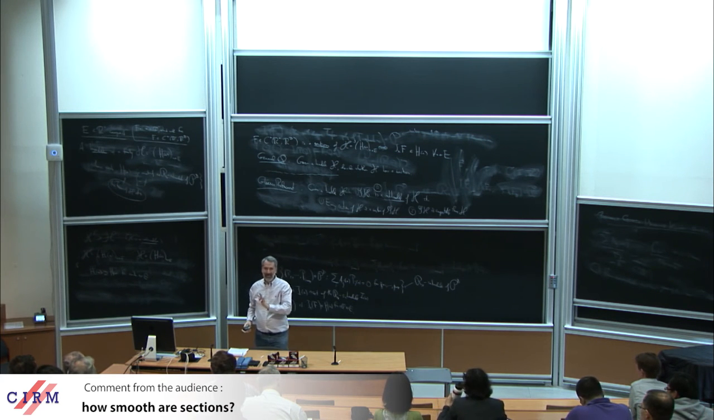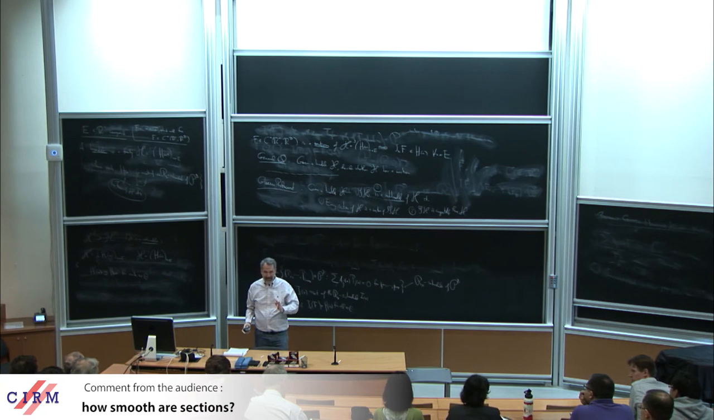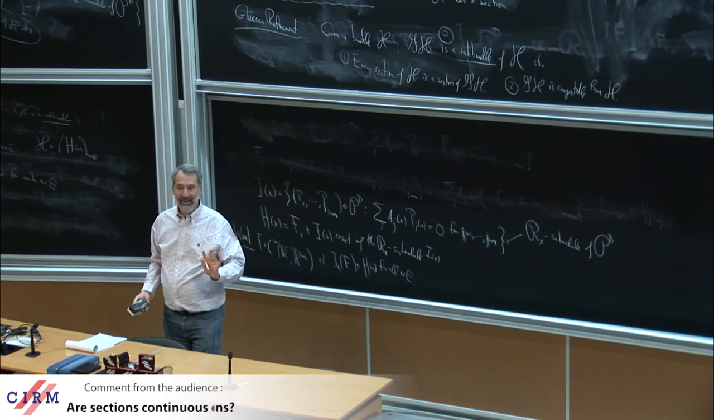The bundles themselves can look very weird. The dimension of the fiber may not be a measurable function of the base point. There are no restrictions at all on how the fiber varies with the base point, but sections are C^m functions. Okay. And any other questions?